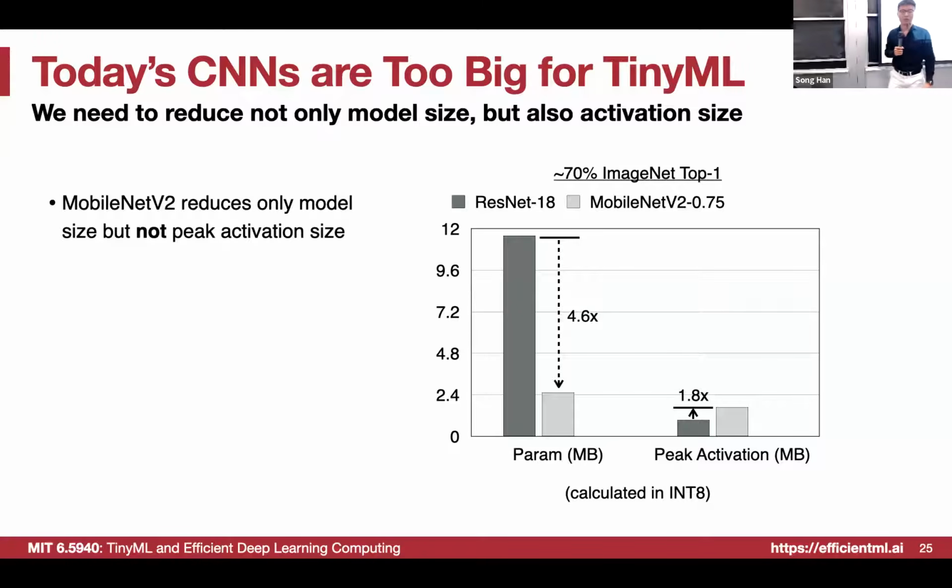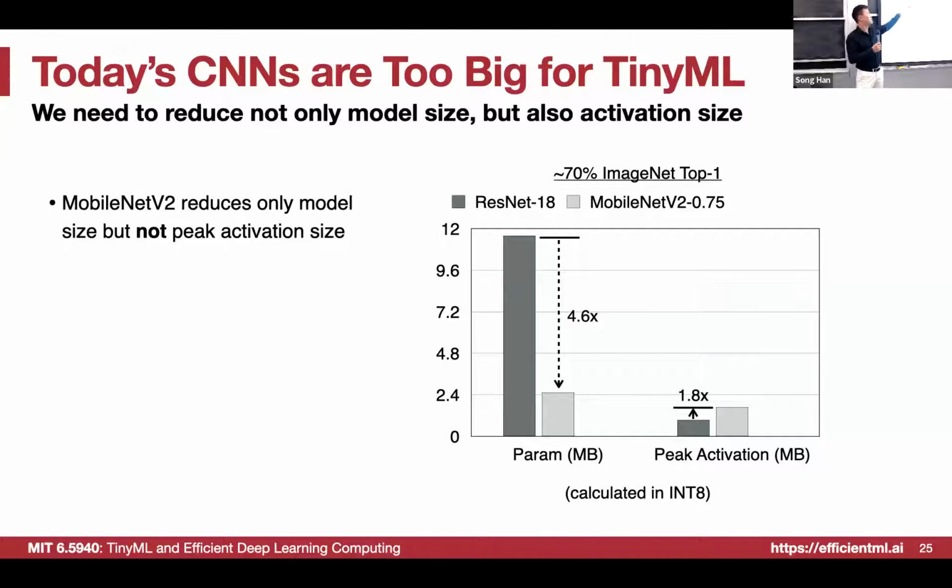We talked about this when we were talking about the inverted bottleneck, right? Remember, what is the reason? The peak activation is actually larger from ResNet to MobileNet. That's due to the expansion ratio. Remember, we had an inverted bottleneck. The middle layer, the depth-wise layer, has 6 times more channels than the input and output, right? So that makes the peak activation actually larger than ResNet.